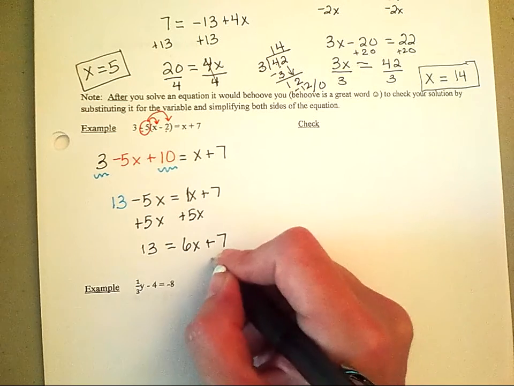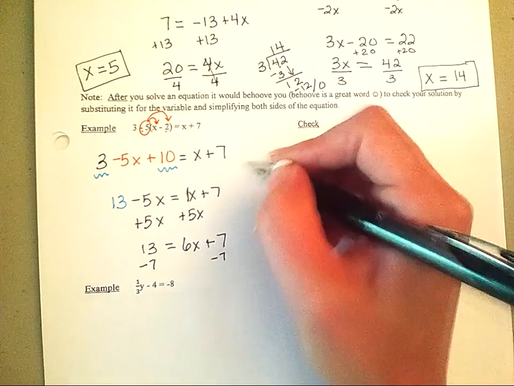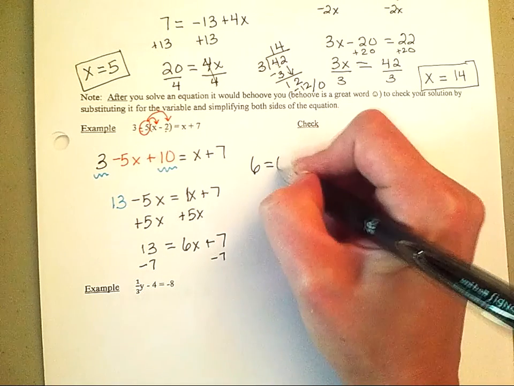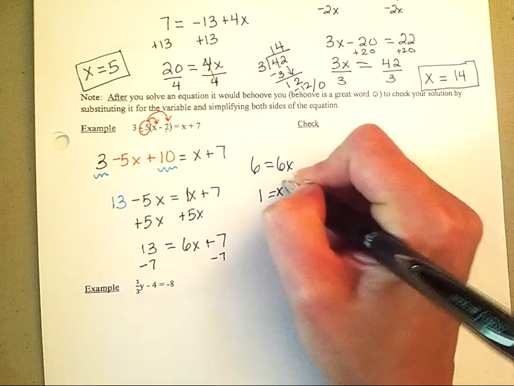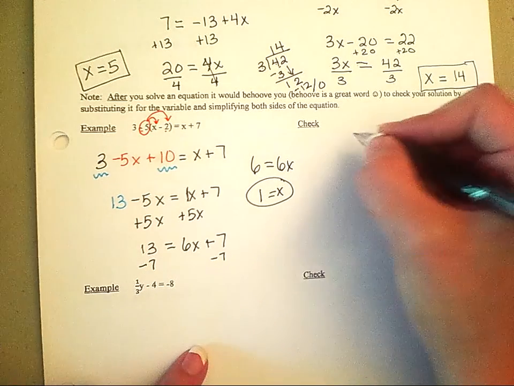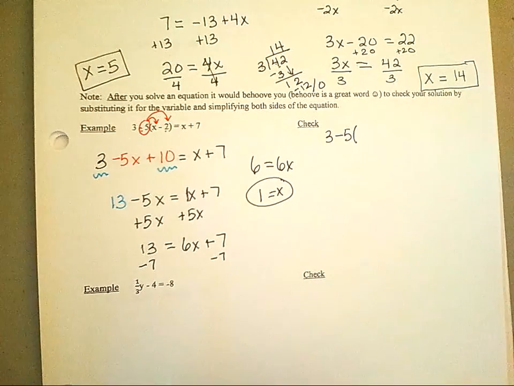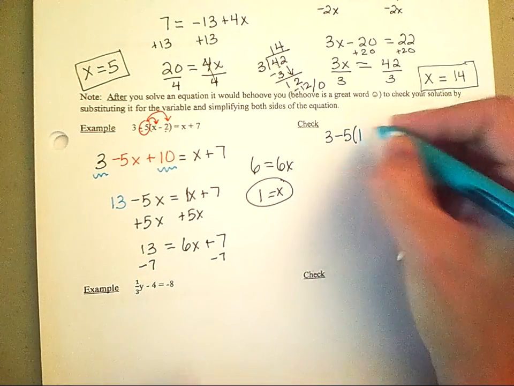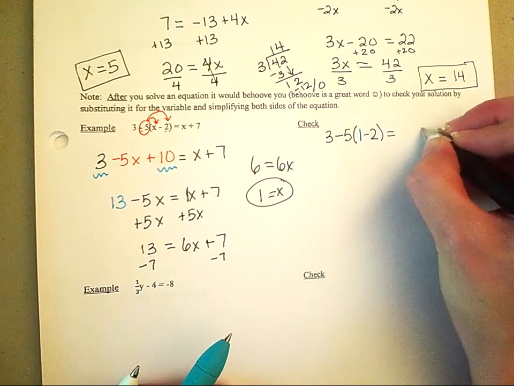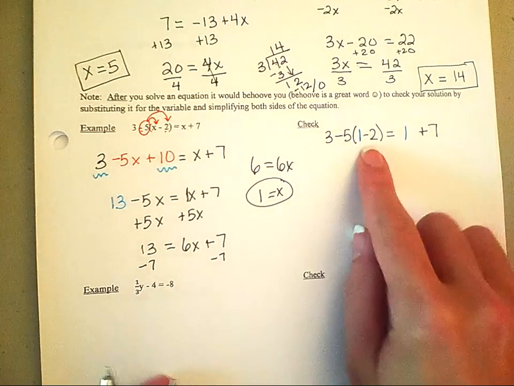And now if we subtract 7 from both sides, we have 6 is equal to 6x, so x must be equal to 1. Now let's check this, and we have to put it back in the original. So 3 minus 5 times, what are we saying x is? X is 1 minus 2, and we're wondering if that's equal to x, which is 1 plus 7. So put it back in the original.